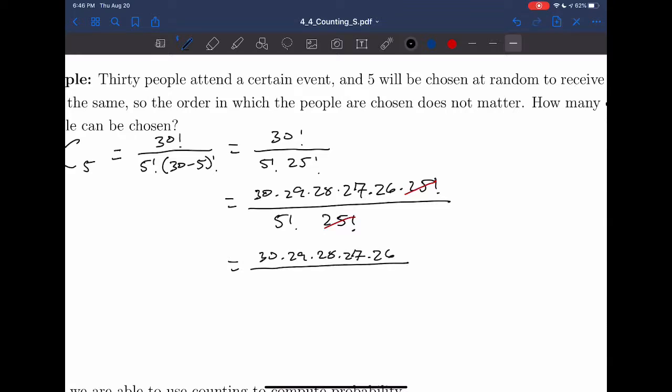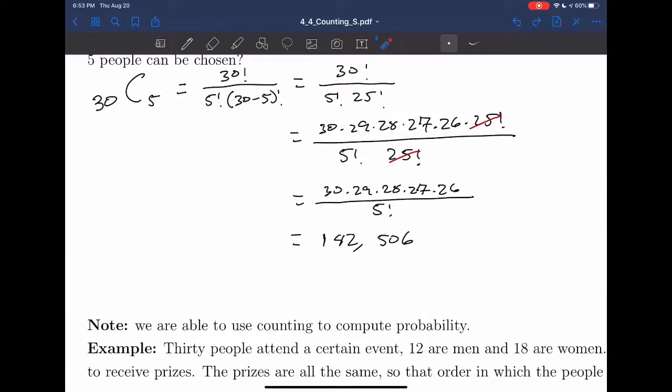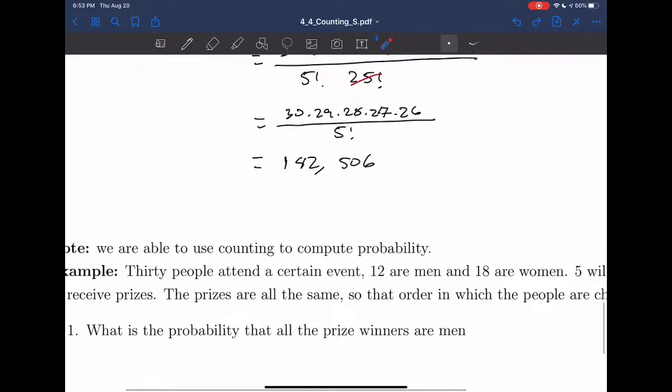So this should be 142,506. And what this number represents is how many different groups of 5 people can be chosen. And we're going to use this number to compute some probabilities. So here's a little note that we're able to use counting to compute probabilities.